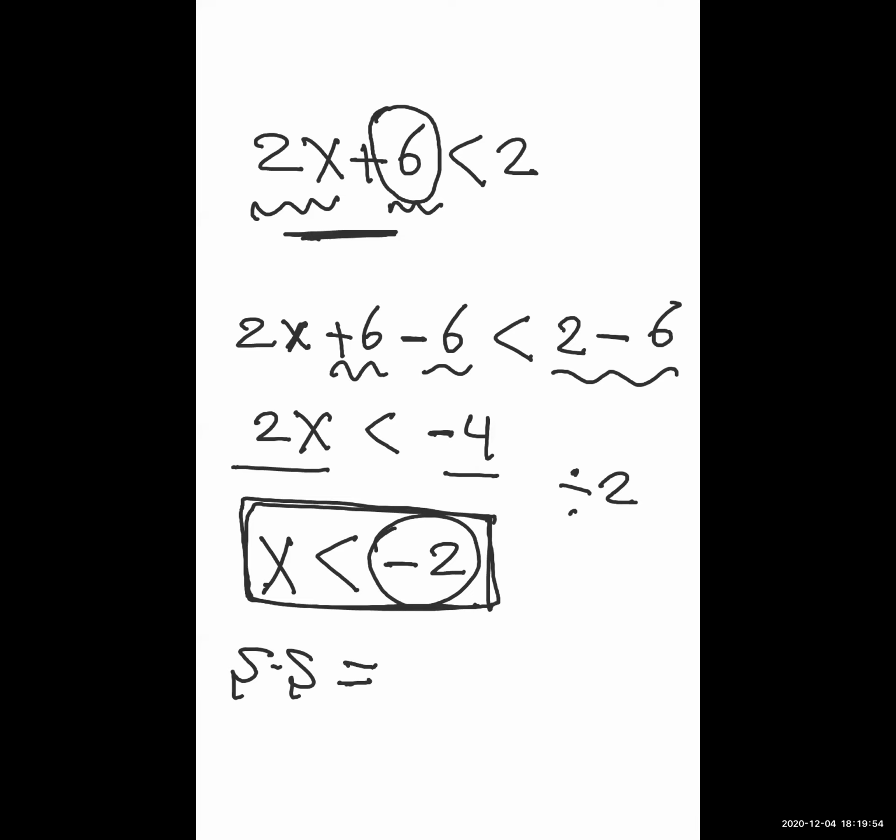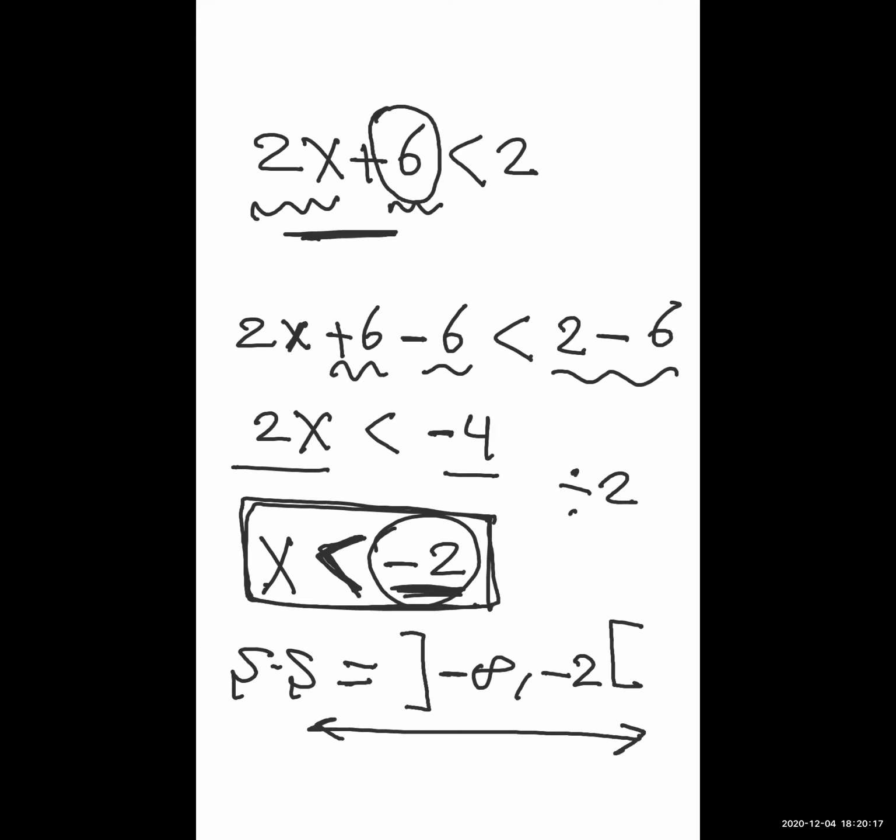So this means the interval from negative infinity to negative 2. And of course, from the side of the negative infinity, it will be open. And here it's less than only, no equality sign. So less than means open also on this side. Then how to represent it on the number line?